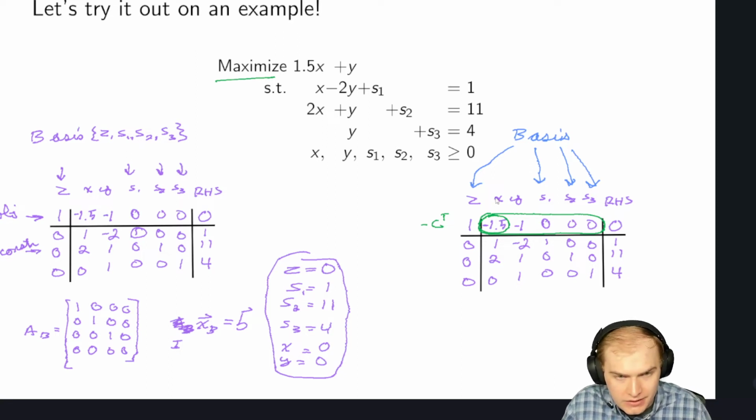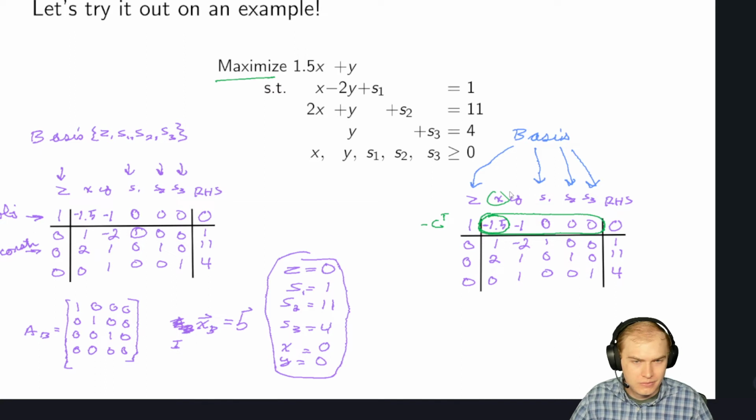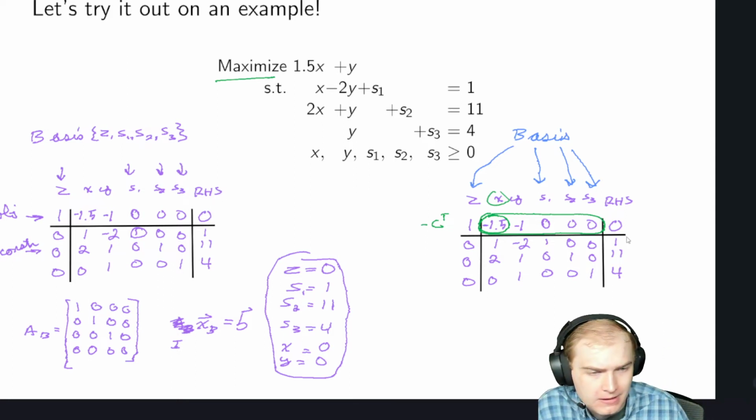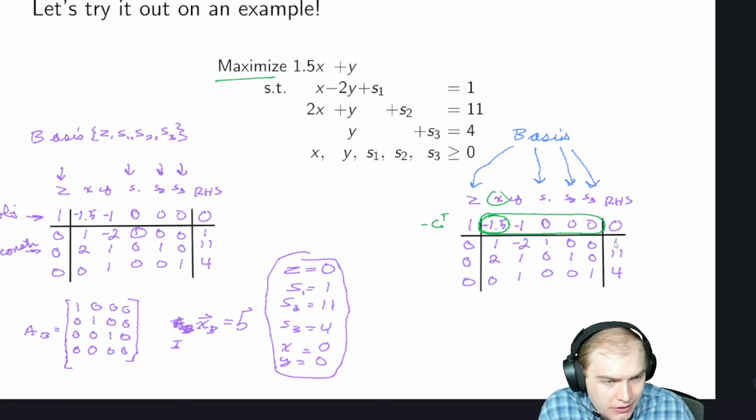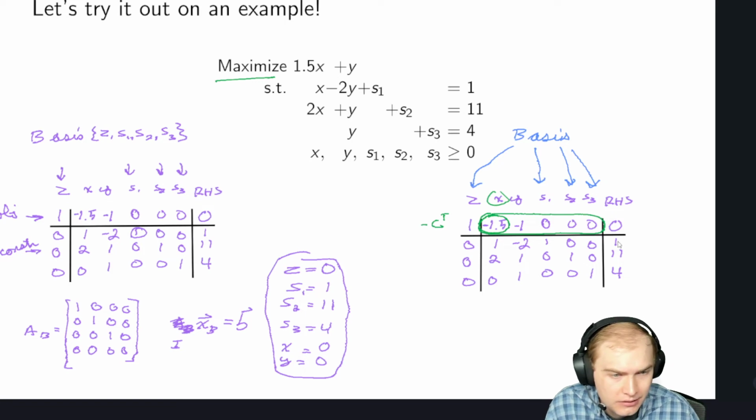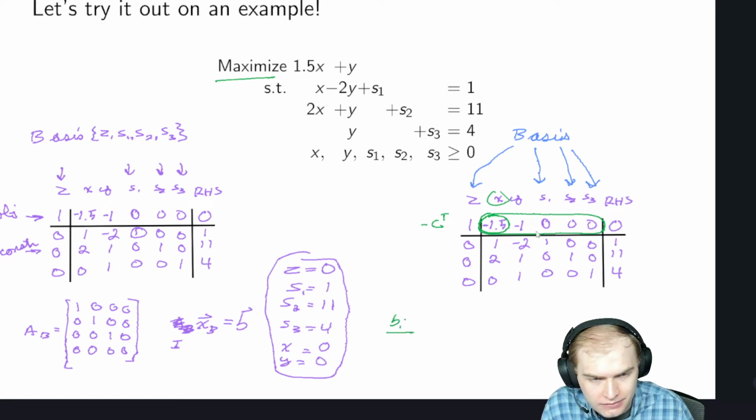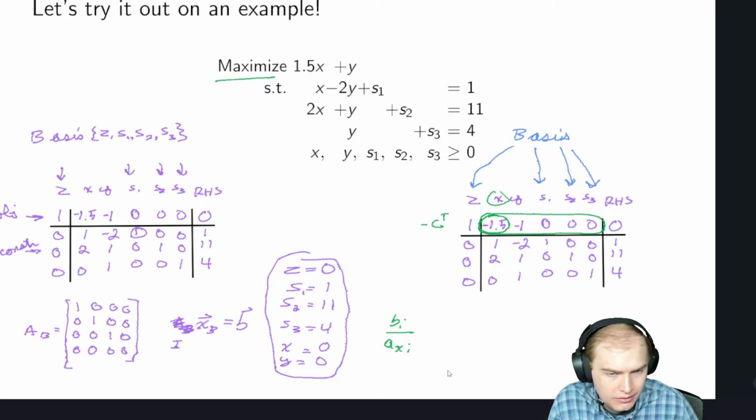So then what? We've picked x. What do we have to do then? Well, in our simplex from yesterday, we did some convoluted operations on our linear constraints. And basically what we did was we took the b column, b_i divided by a_ix, x here being the column associated with x.